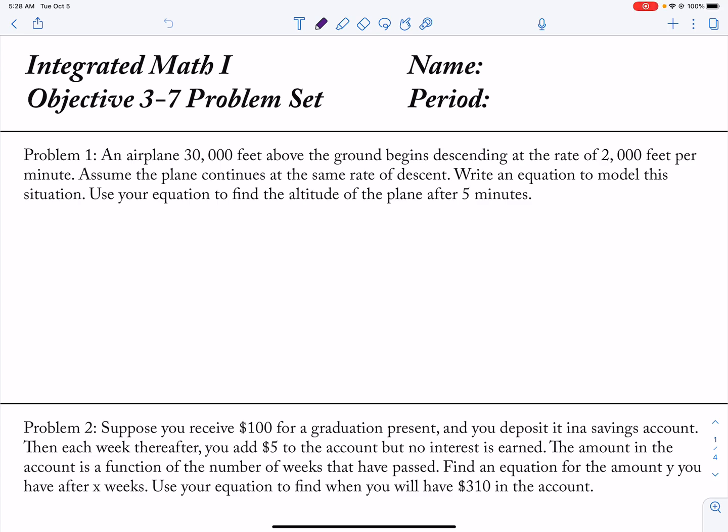Okay, so let's go ahead and take a look at this problem set. First thing you're going to want to do is find the equation for this problem. So the rate of change is your slope. So 2,000 is your slope, and your y-intercept is 30,000 feet. We are descending, so that makes that 2,000 negative. So here's my equation. That was the first step, is to write the equation.